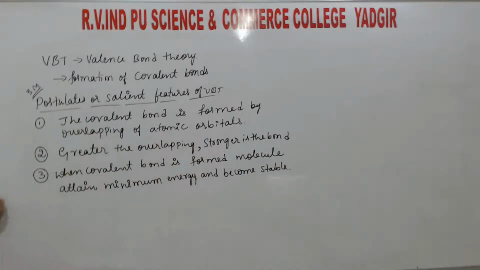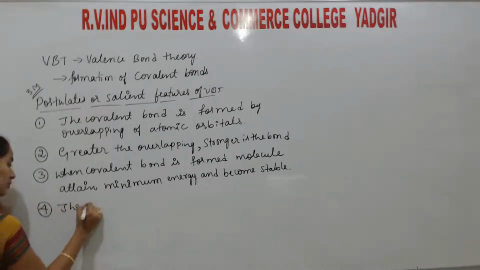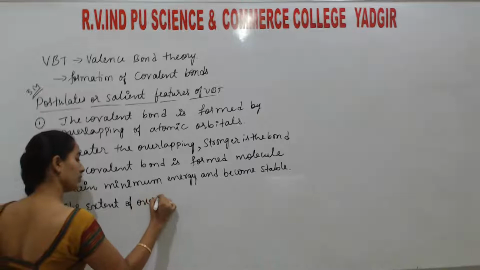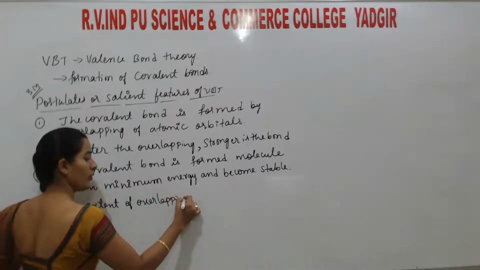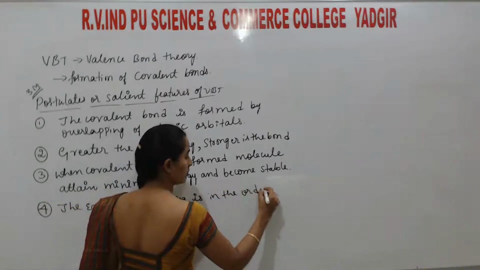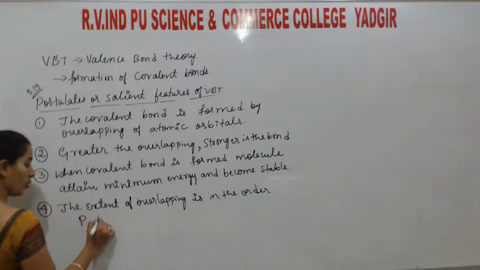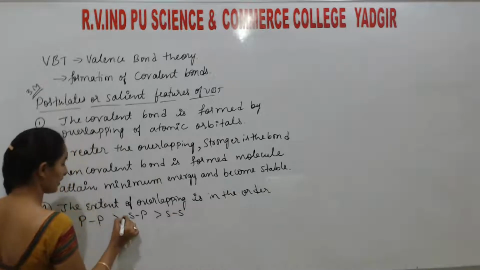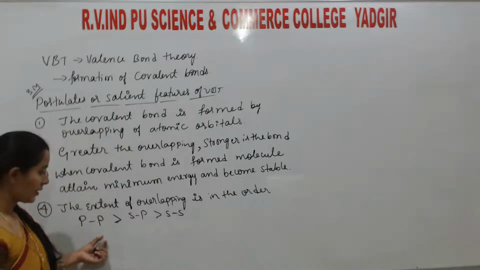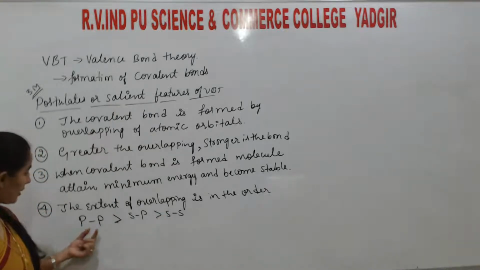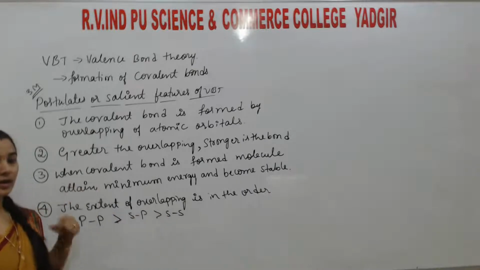Another one. The extent of overlapping is in the order: PP overlapping is greater than SP overlapping, greater than SS overlapping. This PP sigma bond is stronger than this SP overlapping.